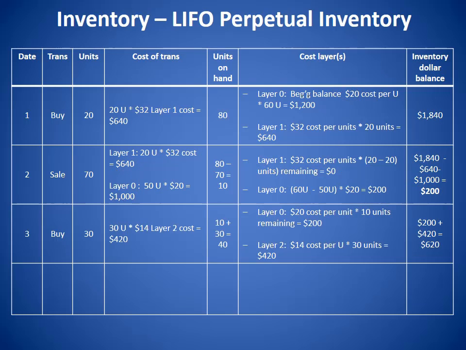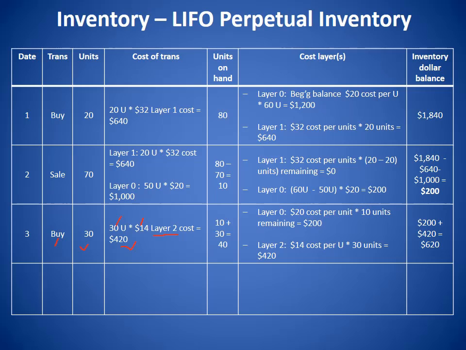Okay, in transaction 3 now, we are purchasing additional units, and in this case, we're buying 30 additional inventory items. We're paying $14 a unit. Now this becomes layer 2 cost. And you ask, well, what about layer 1? Well, it's gone, so we don't even pay attention to it. Layer 1 exists, but we have zero units, zero value. So now we go to layer 2. The layer 2 cost is valued at $420, which is our 30 units times $14 a unit.